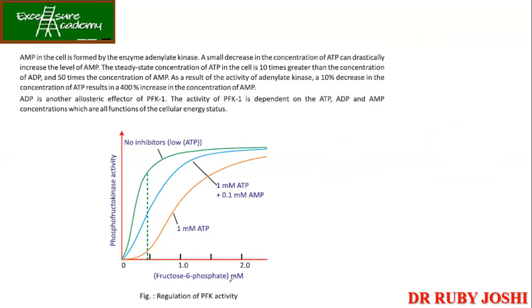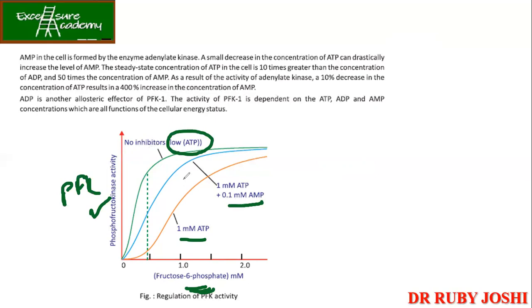So we have got the fructose-6-phosphate millimolar and phosphofructokinase activity. Okay. Since we are talking about PFK1, that's why we have got the fructose-6-phosphate. Now look at the concentration over here. This concentration है 1 millimolar ATP, right? 1 millimolar ATP and 0.1 millimolar AMP. यहाँ पे कुछ भी inhibitors नहीं है, okay? And very low concentration of ATP.